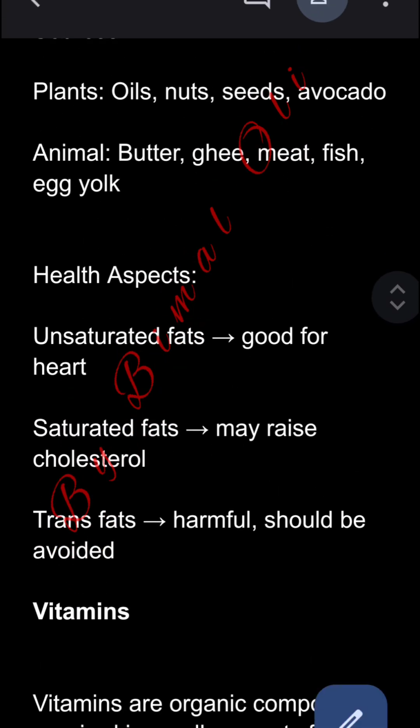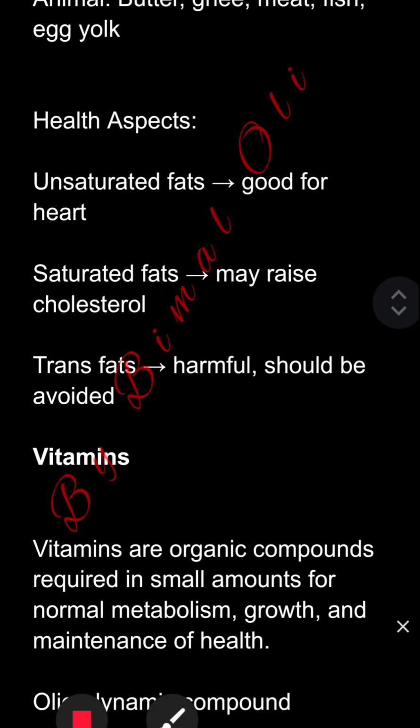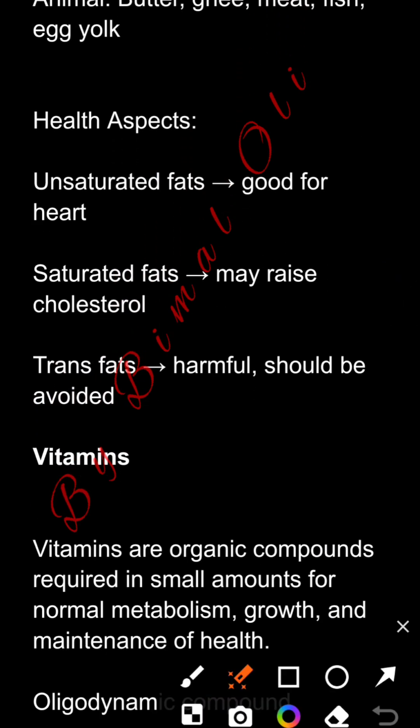Now, what are the health aspects of lipids? Unsaturated fat is good for our heart, and saturated fat may raise cholesterol. Trans fat is harmful, so it should be avoided. It is a processed fat, so it may be harmful for our health.